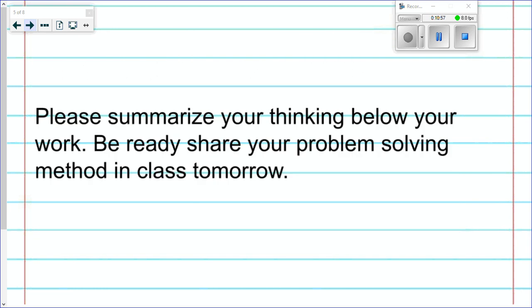At this time, summarize your thinking in a nice paragraph at the end of your page. Be ready to share your problem-solving method in class tomorrow, and we'll see you then. Thanks.